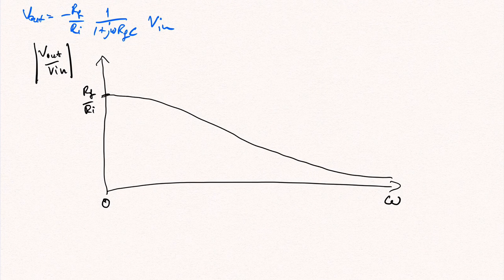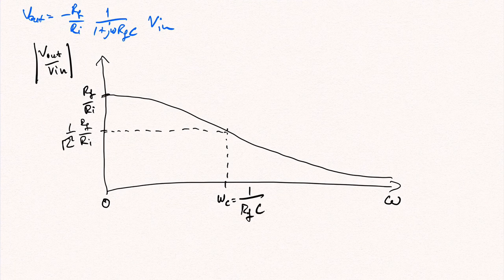Of special interest to us is the frequency for which the magnitude has dropped to 1 over the square root of 2 of its original value, hence to Rf over Ri times 1 over the square root of 2. This frequency is called the cutoff frequency omega c, and here it is equal to 1 over Rf times C.